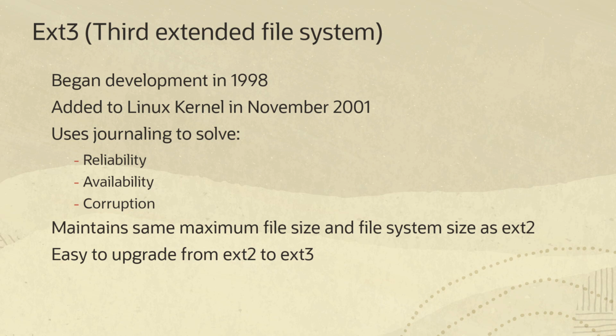feature in November 2001. Ext3 uses journaling to solve the problem with reliability, availability, and corruption. Journaling works by first performing the writing operation in a journal and then performing the write operation on the file system. Once writing the operation to the file system, the operation task removes the journal's associated entry. The Ext3 file system maintained the same maximum file system size and maximum file size as Ext2. Upgrading an Ext2 file system to Ext3 is possible without reformatting the device, making the transition easy for system administrators.